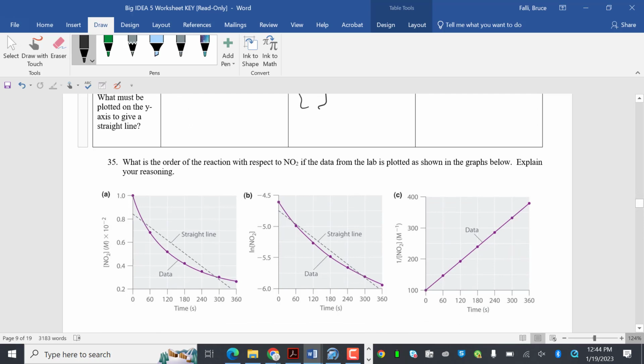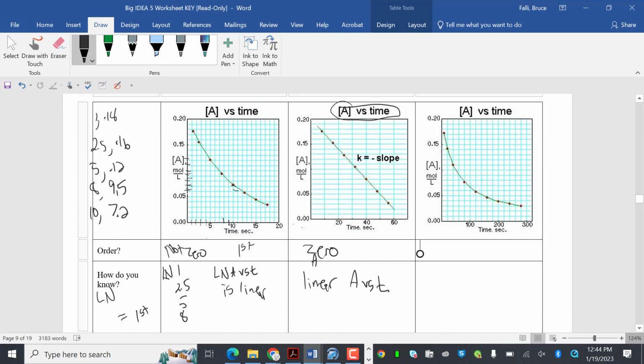Same thing for this one. We know this is not zero because it's not linear. And we know that this is going to be second order because 1 over A versus T is linear.